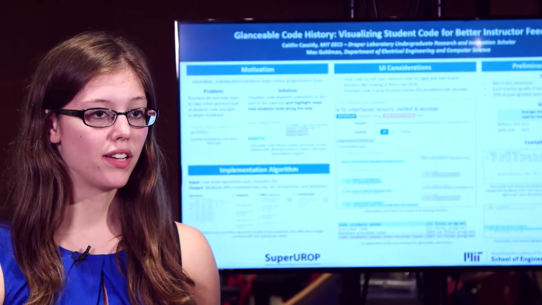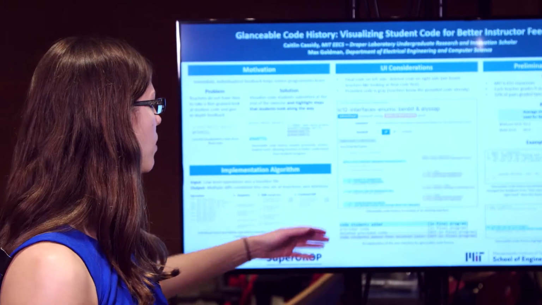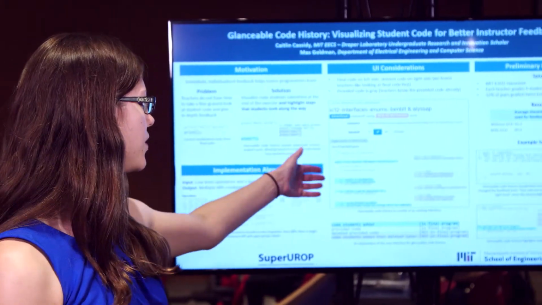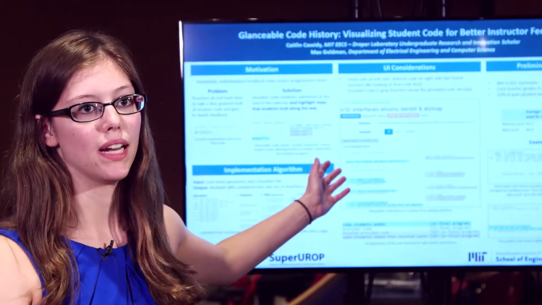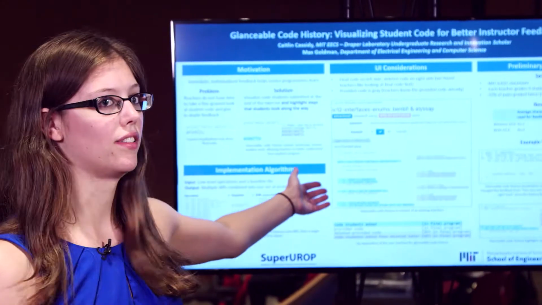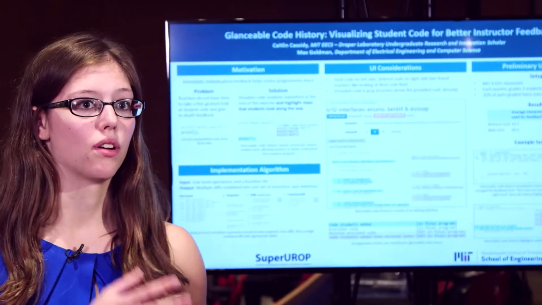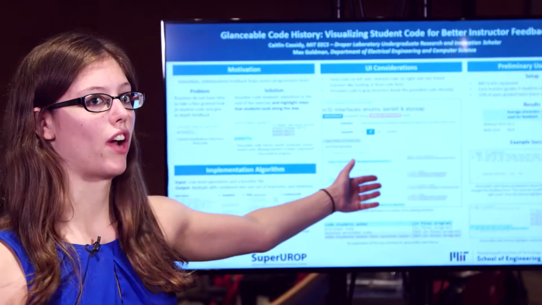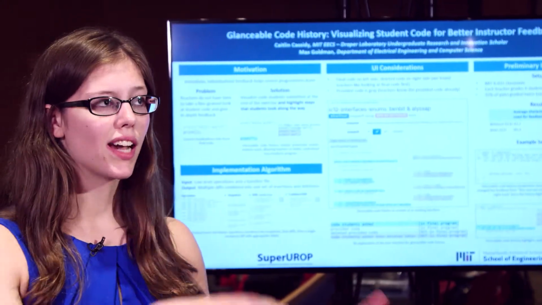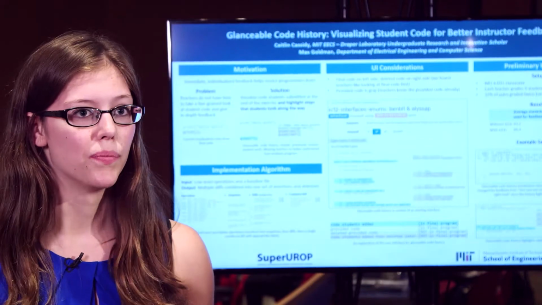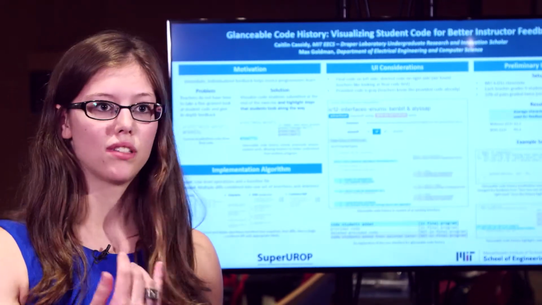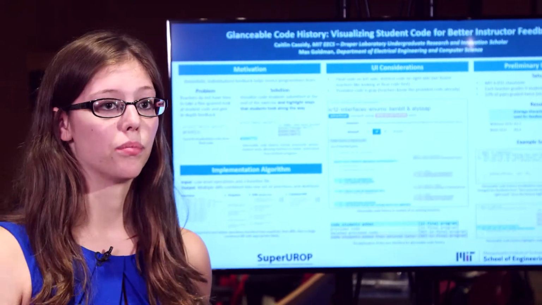So our final interface is this one in the middle. On the left side, we can see all the students' final code. So it's as if they press submit at the end. The code on the left is their final code. But in addition, we have this code on the right side that you can see in red, and that's code that the students typed and then deleted at some point in the middle. So it highlights all the steps that students took along the way to get to their final product.